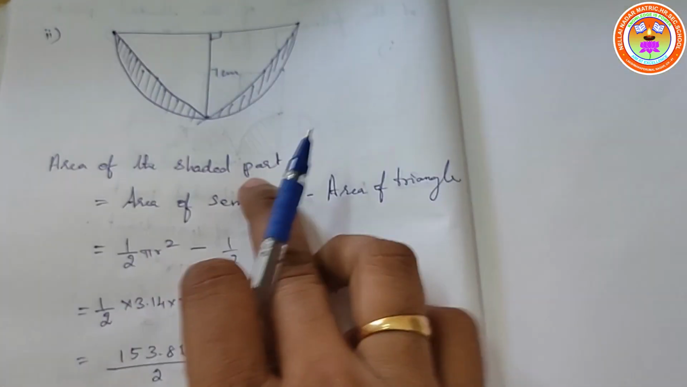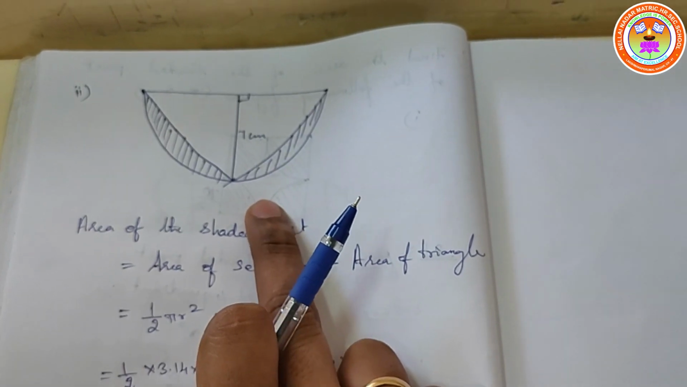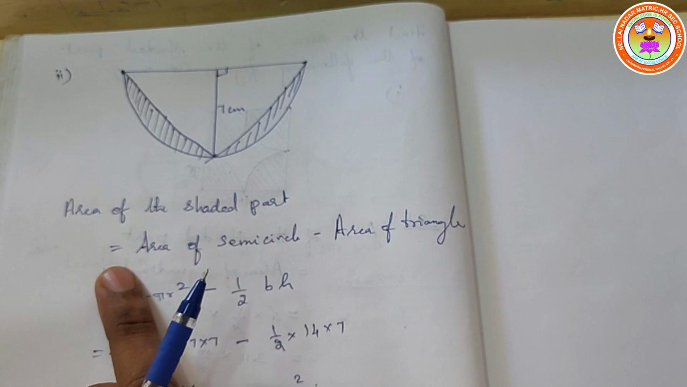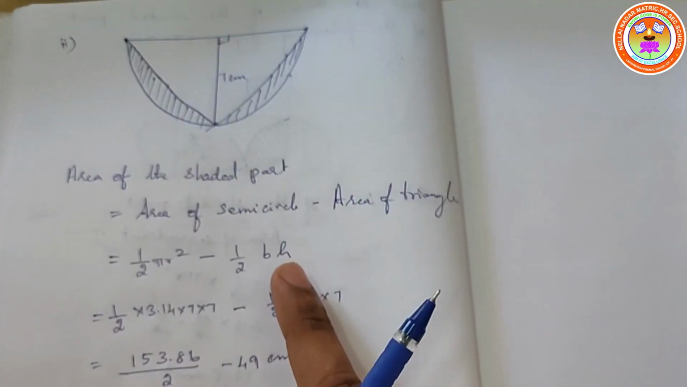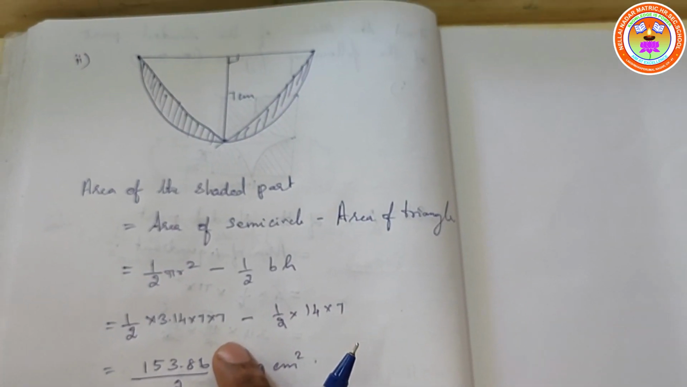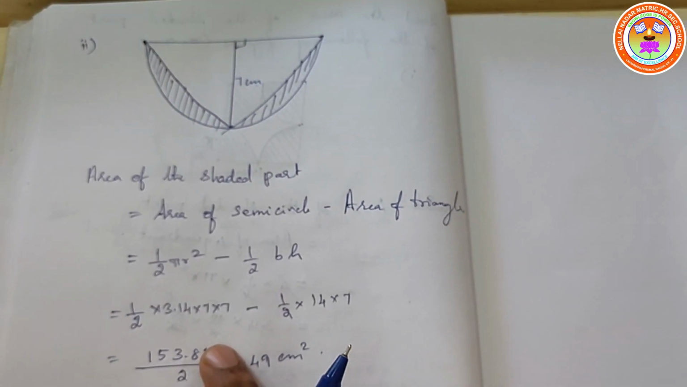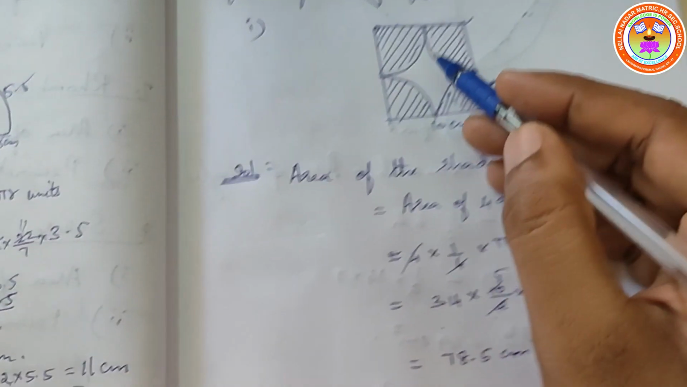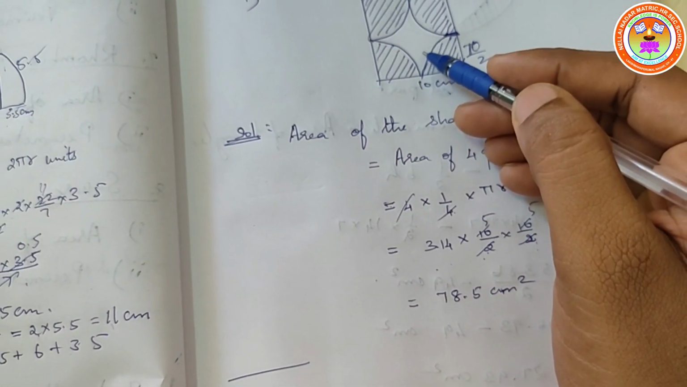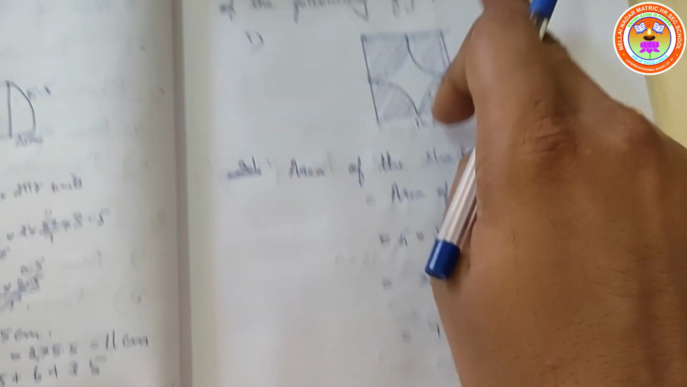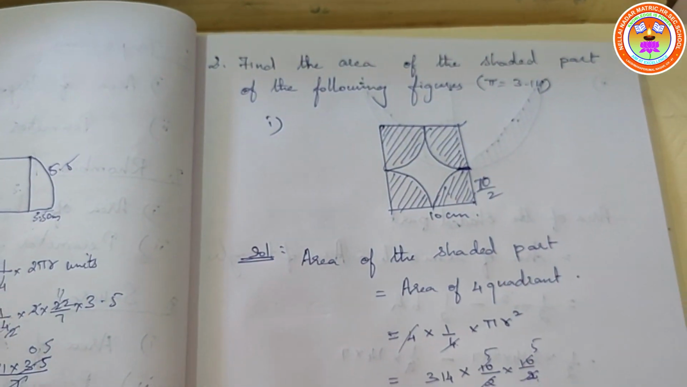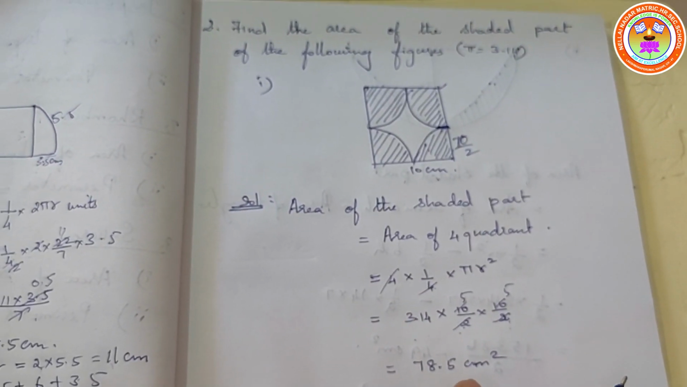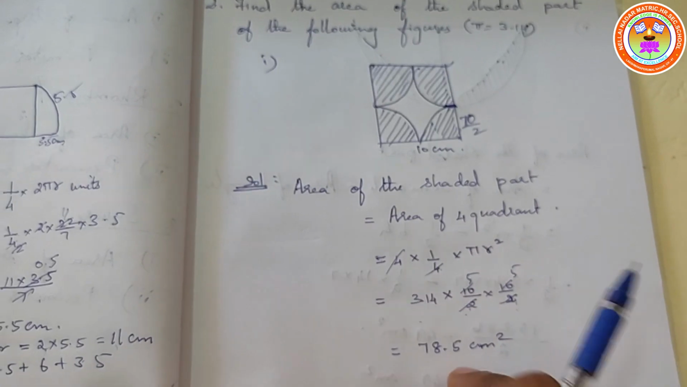Second sum, second subdivision. The diagram is given. We want to find the area of the shaded part. Already I said that the first subdivision answer is wrong in the book. Actually, it is not wrong; they have given the area of the unshaded part. That is wrong, because they asked for the shaded part only. So the shaded part answer is 78.5, and that is correct. Don't check it in your book and say you have written it wrongly. This is the correct answer.